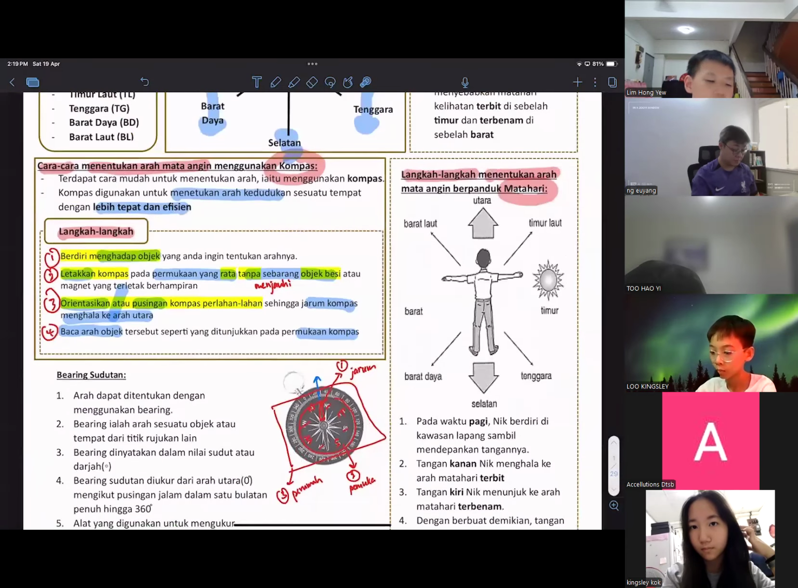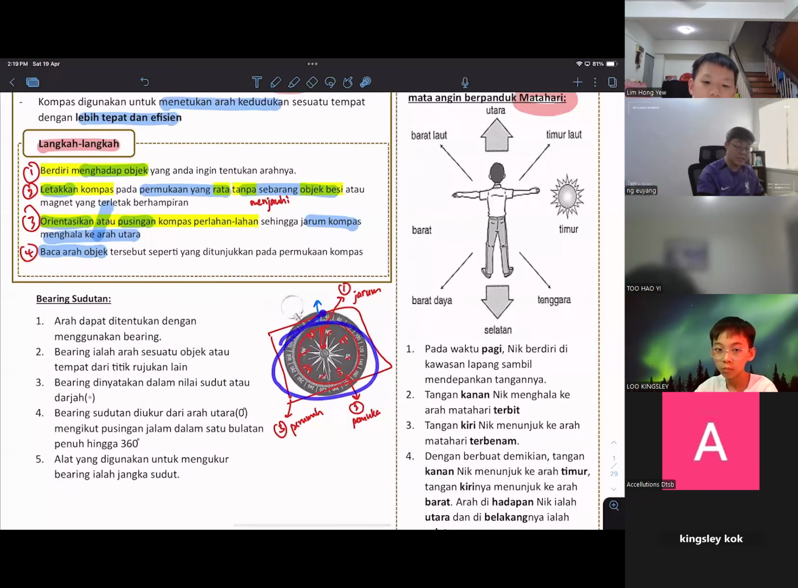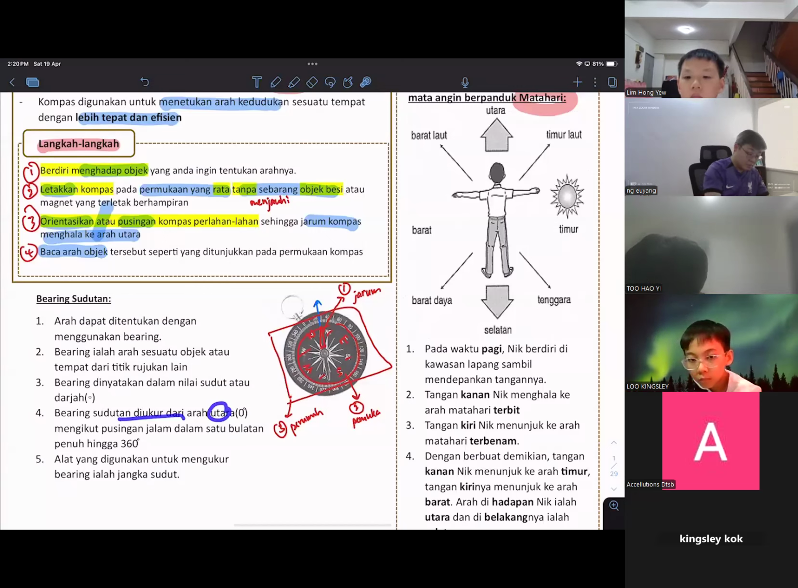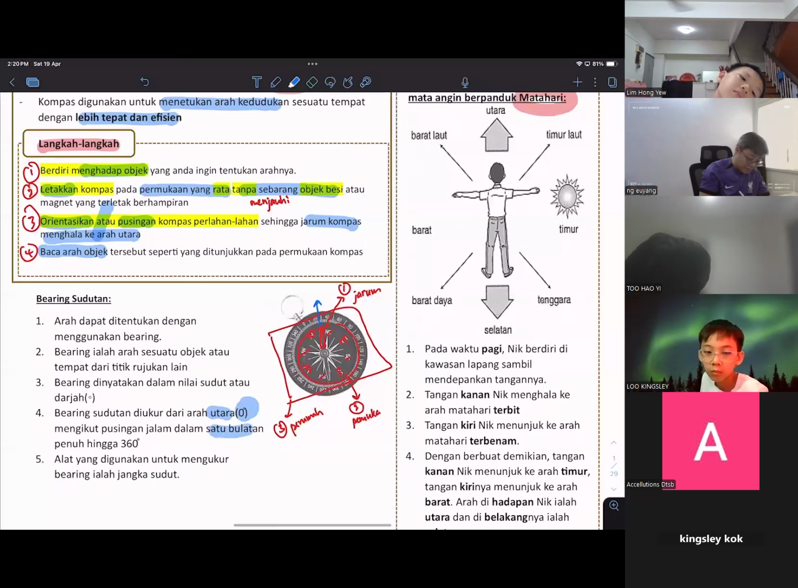Any questions? So that's why the remaining bearing sudut, I don't think we have to highlight anything, right? So the bearing sudut is actually a full circle, 360 degrees. So we start measuring from the utara. So utara is 0 darjah. So one full spin, satu bulatan yang penuh, is 360 degrees.